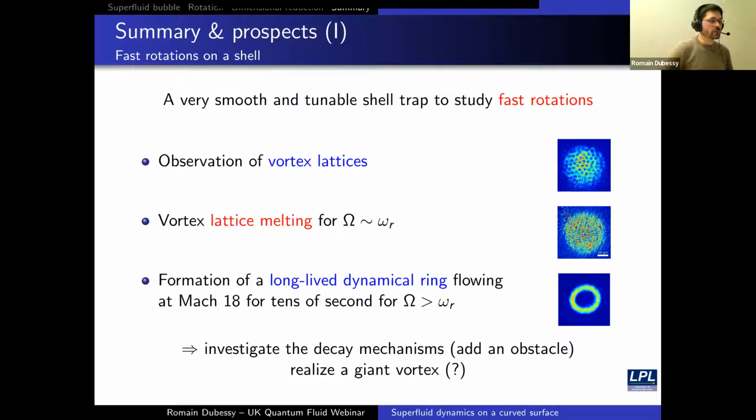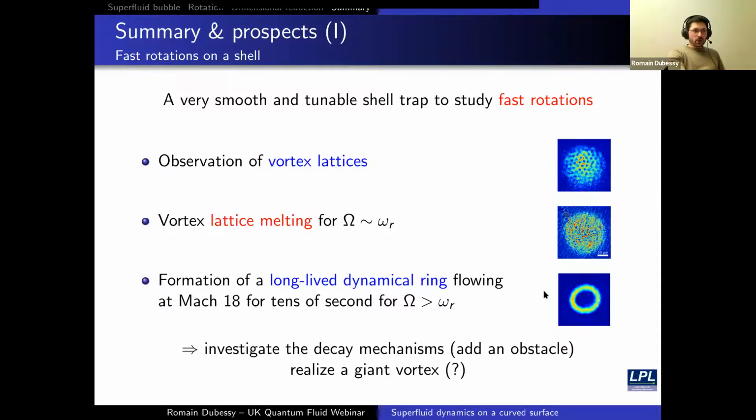So I have presented to you some of our experiments on Bose gases in fast rotation. I started with the moderate rotation and the observation of vortex lattices. I have not discussed it much, but we think that we have indication of vortex lattice melting, and we are working on getting quantitative on that point. And the main result I've shown to you is the formation of a long-lived flow that is a supersonic flow, and that lasts for a long time in our trap.